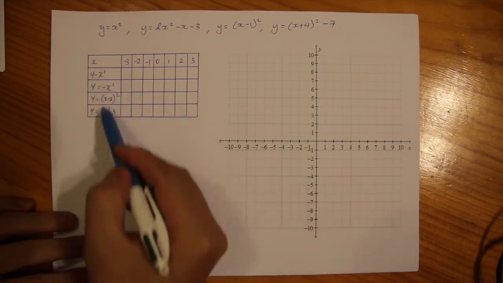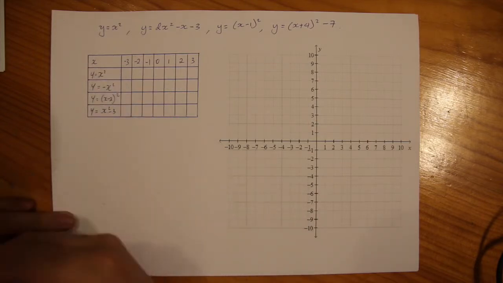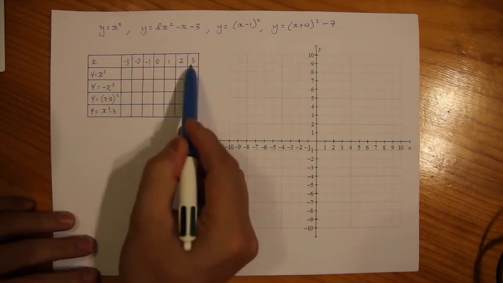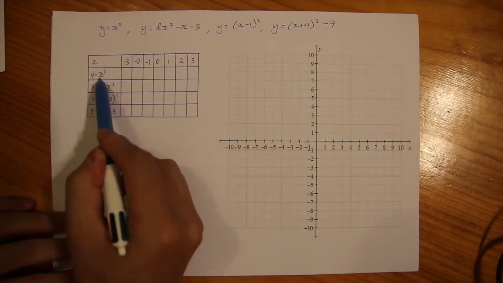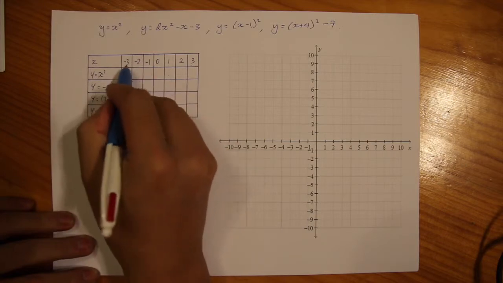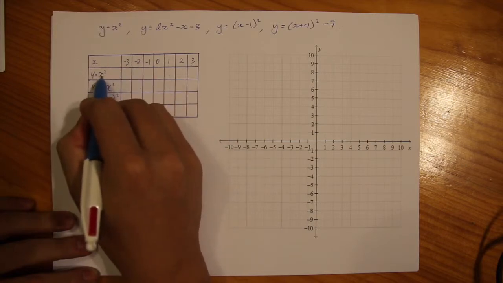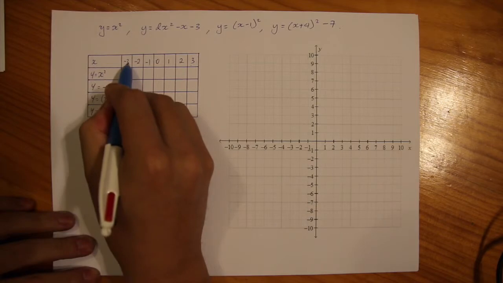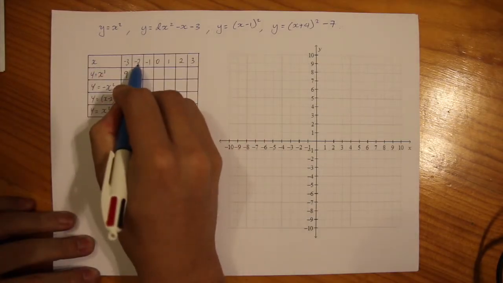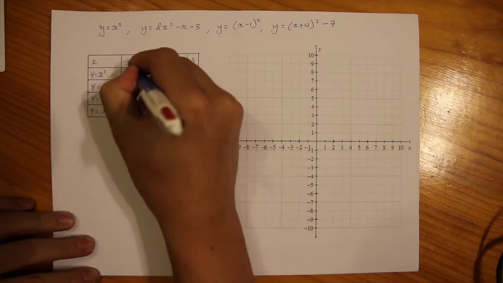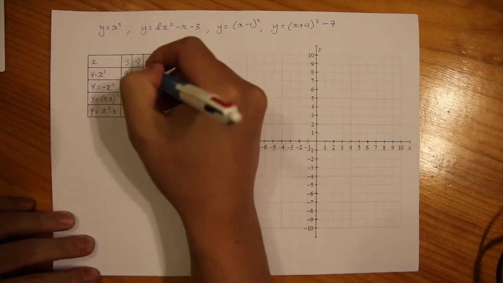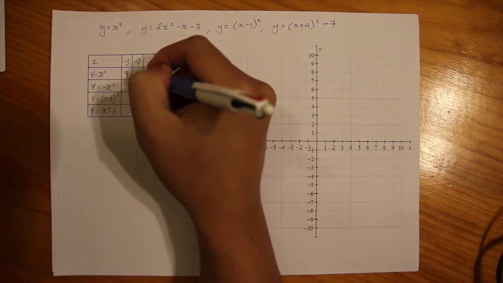Here we have a few options, and just like linear equations, we will substitute these values of x into these quadratic equations. So negative 3: if y equals x squared, negative 3 squared is going to be 9. Negative 2 squared will be 4, and then we'll move on and complete the table.